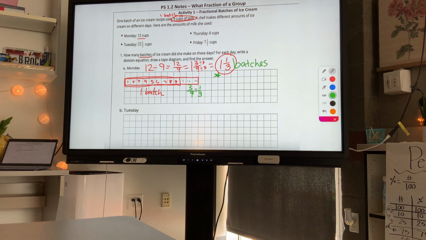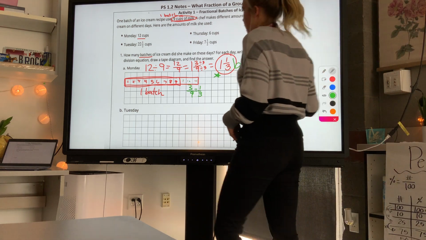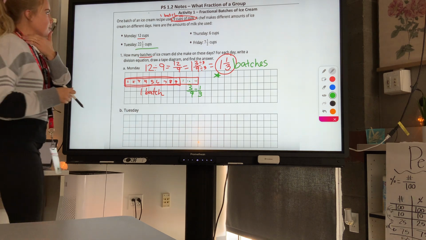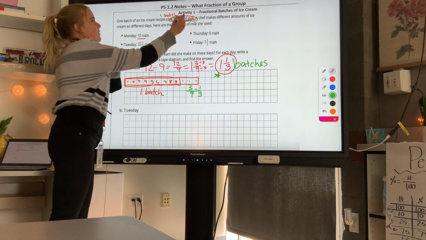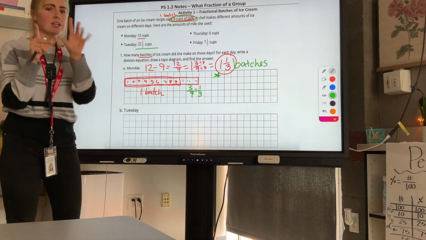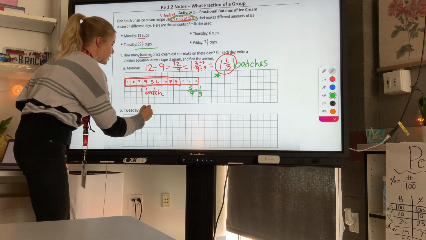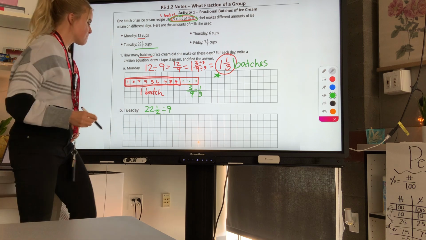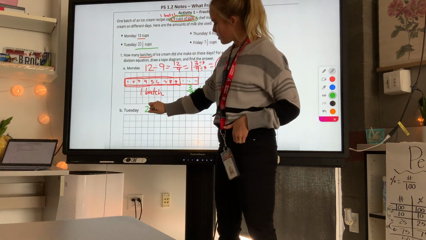Okay, for Tuesday, we have 22.5 cups. So 22.5 cups, we're seeing how many groups of 9 fit inside, so each group of 9 is a batch. So I'm gonna do 22.5 divided by 9, okay? This one, I need to change into fraction form.